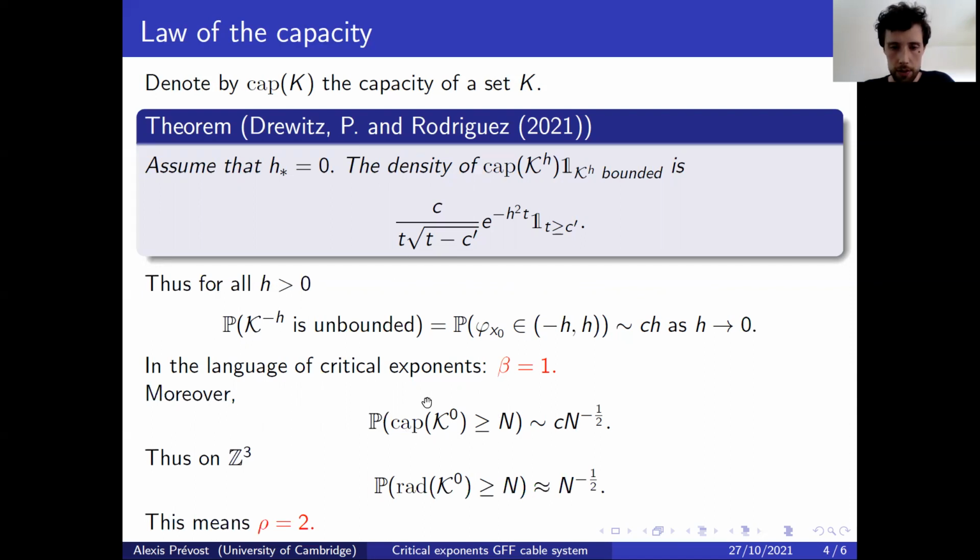So this is one way to describe the size of the cluster at criticality, but this is not the usual way of describing this size. One usual way to do it is just to consider instead the radius of my cluster at criticality. And on Z^3, so on the three-dimensional lattice, it turns out that the capacity and the radius are almost equal to one another up to logarithmic corrections. And so one directly infers that the probability that the radius is larger than n is of the order n to the minus a half up to logarithmic corrections. And so in terms of critical exponent, this means that rho is equal to 2, where rho is the inverse of the power which should appear in this probability.